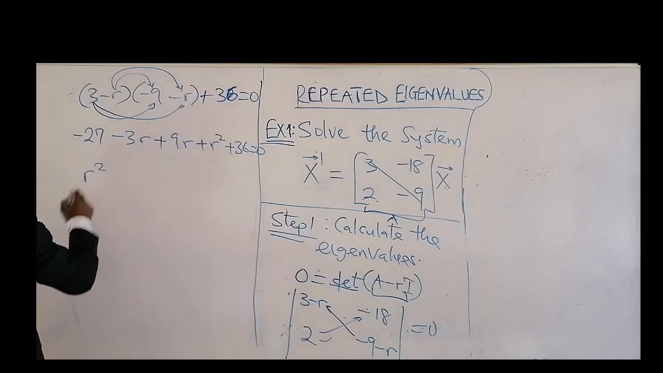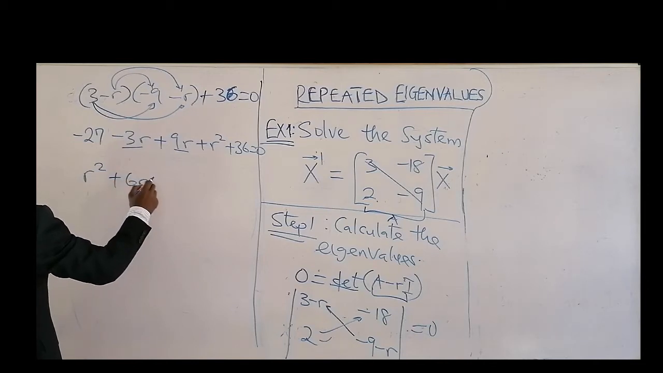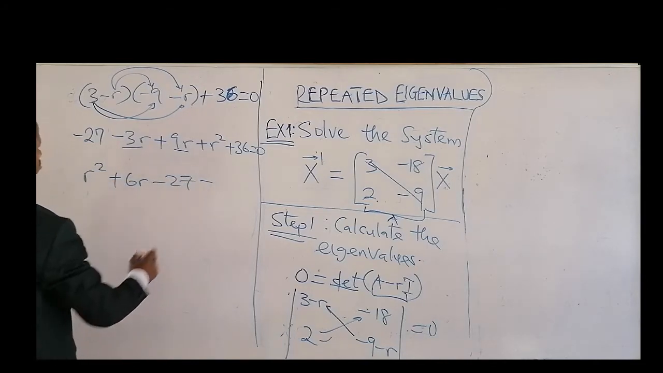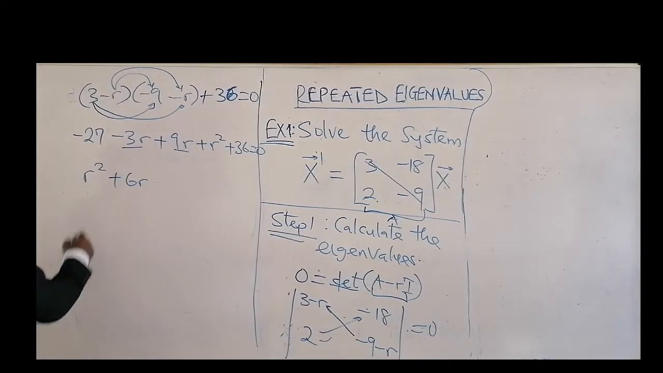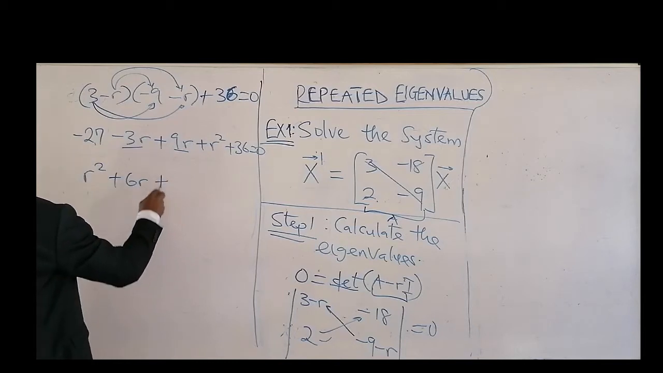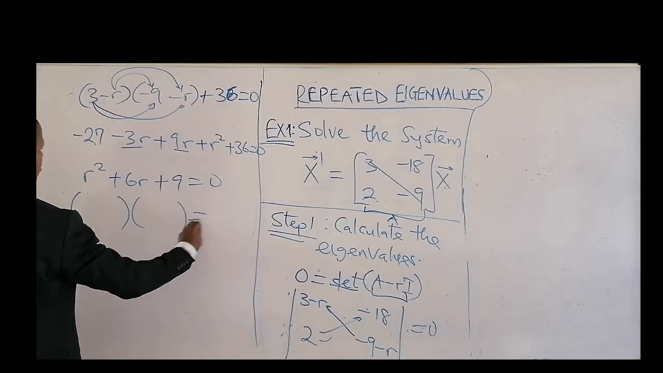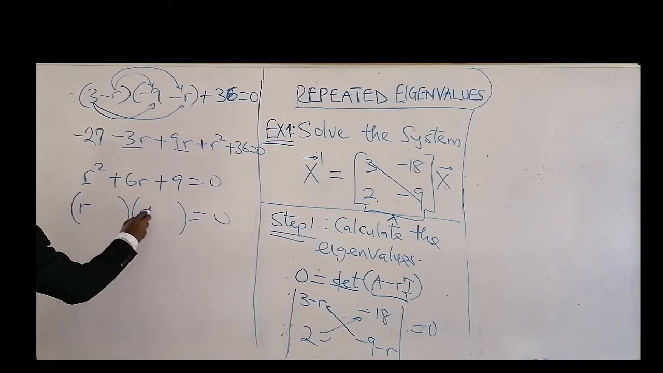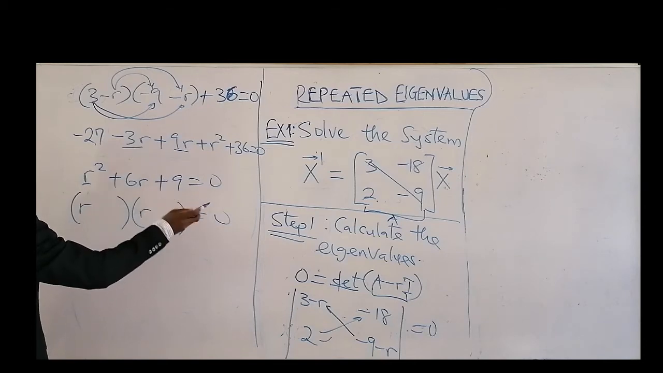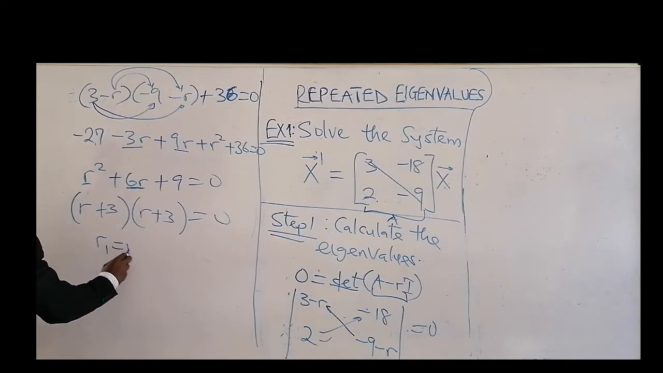So that will be R squared plus 6R, and then minus 27 plus 36, that's plus 9, equals 0. Then we can factorize this: factors of 9 are 3 and 3, which can give you 6. That will be R plus 3 times R plus 3. So we now have R1 is equal to R2, and that's minus 3.